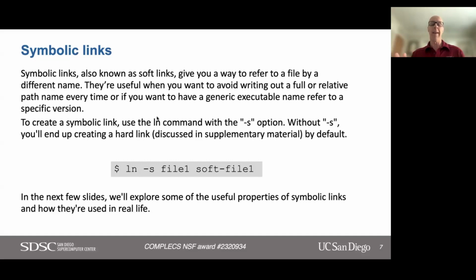So if we want to create a soft link, another way to refer to a file by a different name, we're going to use ln -s, the name of the file that we want to link to, and then the name of the symbolic link. So in the next couple of slides, we're going to explore some of the useful properties of the symbolic links.